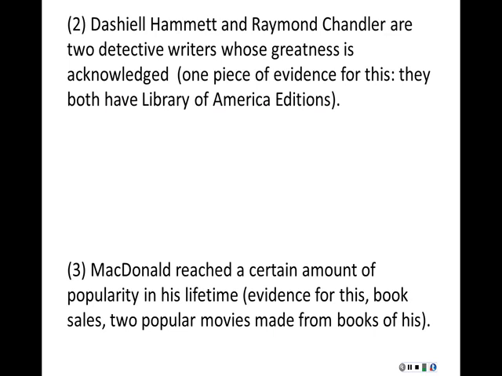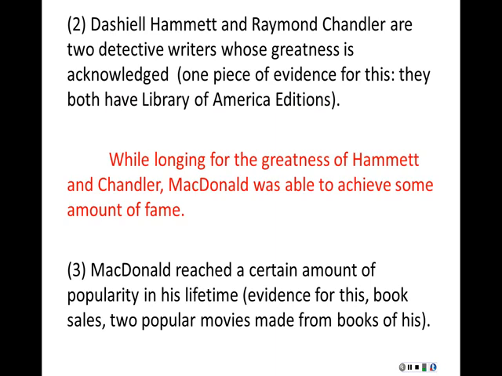But here's a possible transition phrase, okay? While longing for the greatness of Hammett and Chandler, MacDonald was able to achieve some amount of fame. So the idea here is he wanted to get the top rung, but whether or not he got to that top rung, he definitely got part way up the ladder. Okay, so we're going to establish that he did.